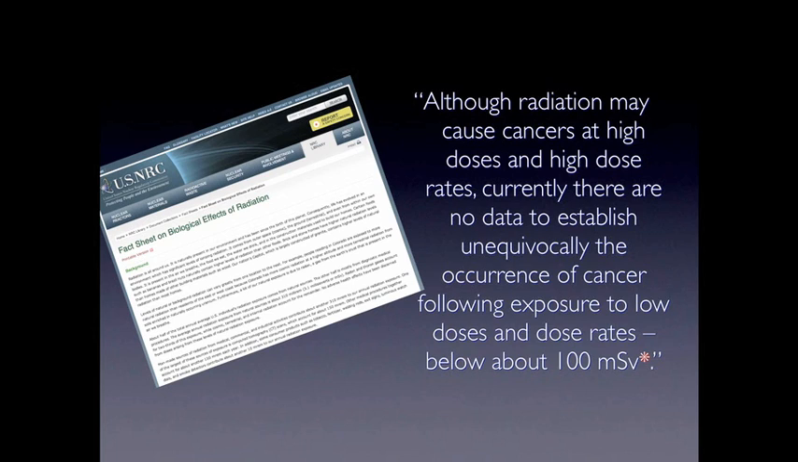Here's another from the United States Nuclear Regulatory Commission, and they say, although radiation may cause cancers at high doses and high dose rates, currently there are no data to establish unequivocally the occurrence of cancer following exposure to low doses or dose rates, and low doses being about 100 millisieverts. Now, keep in perspective that we talked about the ICRP's 1000 microsievert limitation. And here they're saying low dose X-rays are approximately 100,000 microsieverts. So we are operating very well below what they consider a low dose.